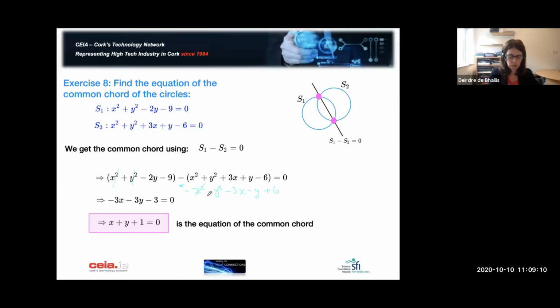We know it's a common chord because we've been told in this question that it's a common chord. If we weren't told in the question, we wouldn't be sure if it's a common chord or a common tangent.